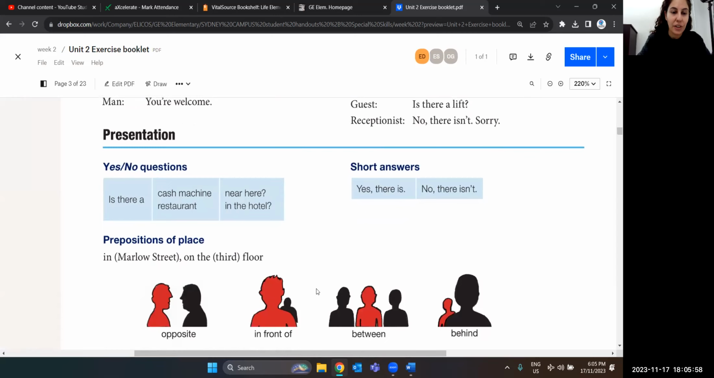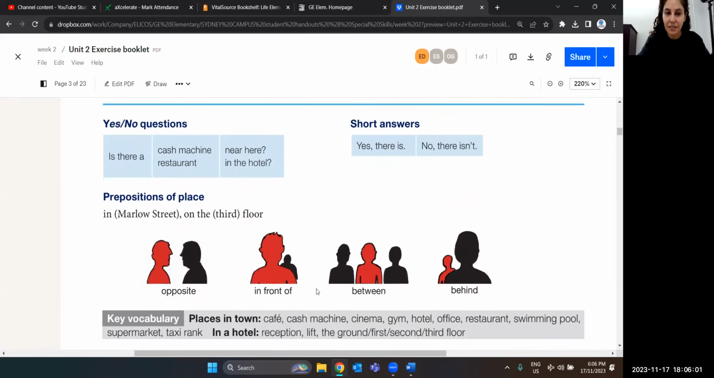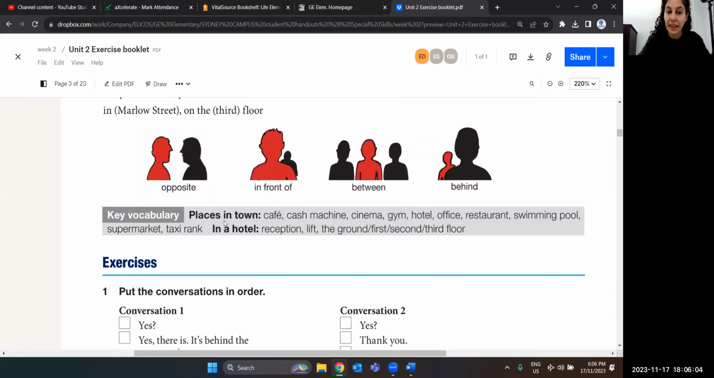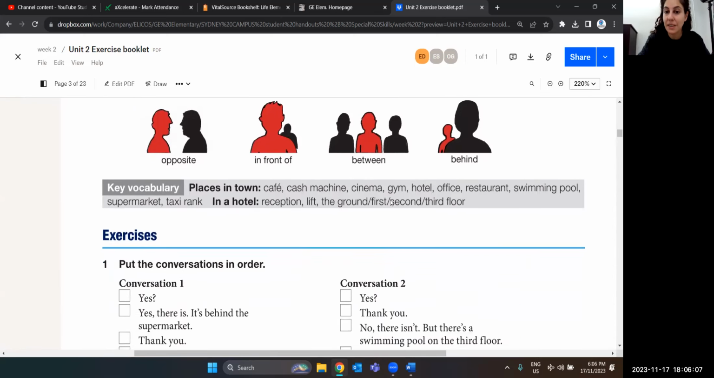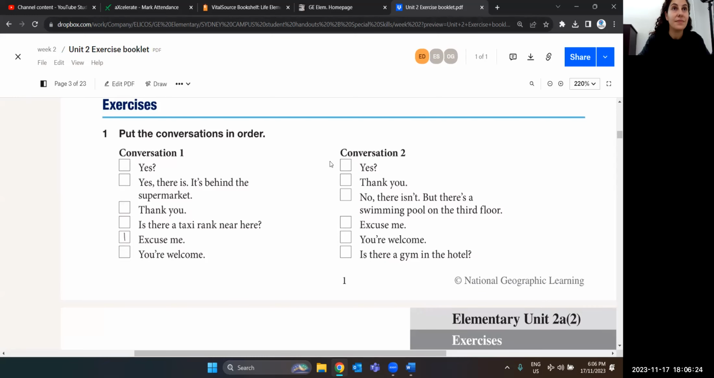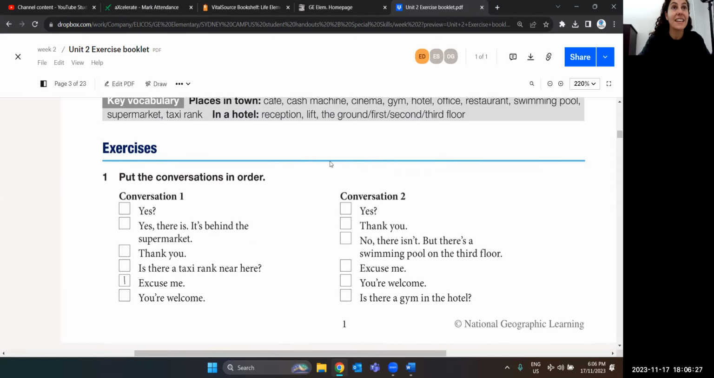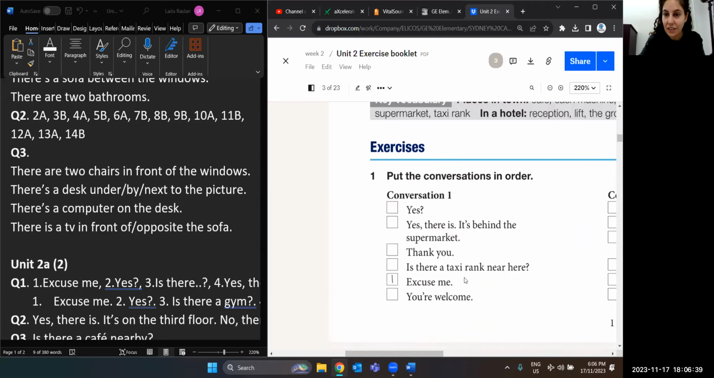So again, we know how to say there is for singular, there are for plural. And just places, cafe, cash machine, cinema, gym, hotel, office, restaurant, swimming pool, supermarket, taxi rank. In a hotel, we can find the reception, the lift, the ground, first, second, third floor. Yes, ATM. Yep. So is there an ATM around here? Yep. Cash machine. It's more common to say ATM. Very common.